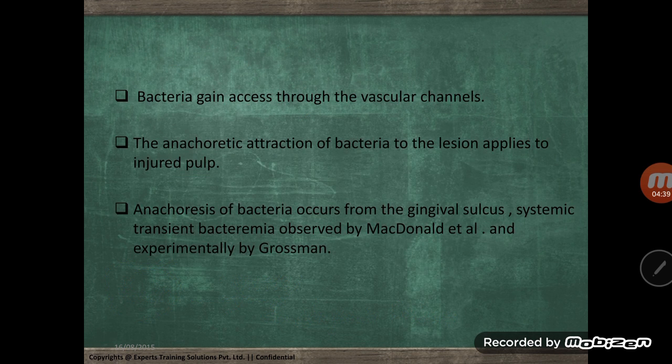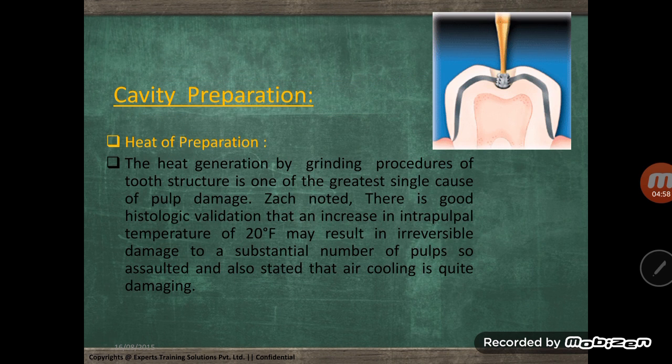So next, like I told, this is all about bacteria gaining access through the vascularis. Mostly this is the definition, and it is an MCQ. Bacteria gaining access through the vascular changes. Next, heat produced during the cavity preparations. Make a note that heat generated by the grinding process of the tooth structure is one of the greatest single causes of pulpal damage. So there should be care.